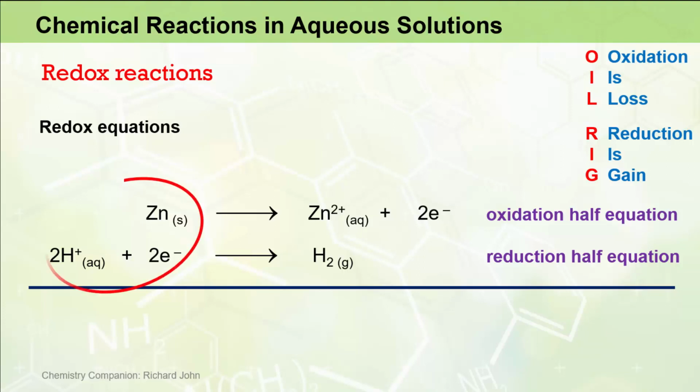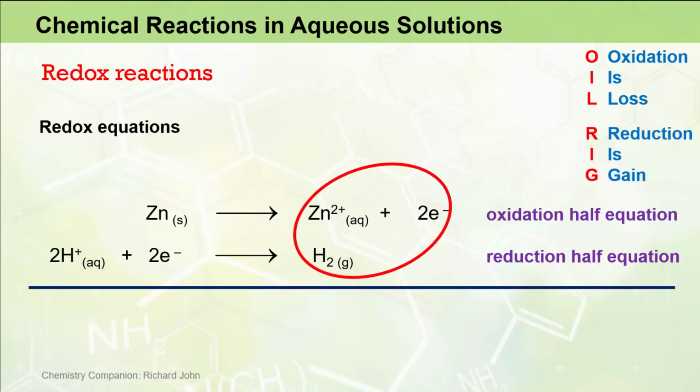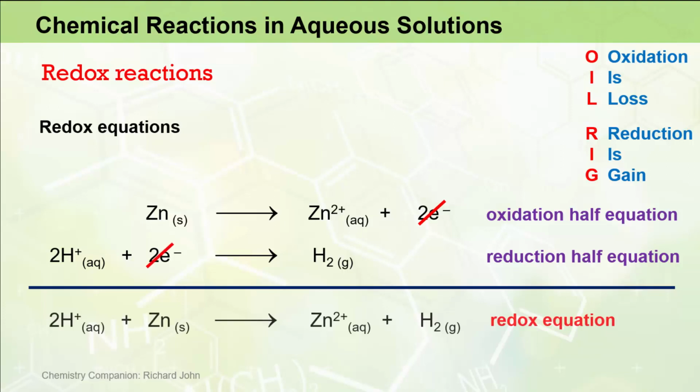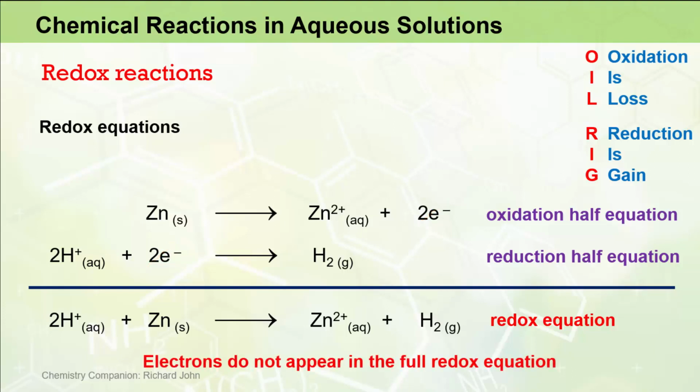If we were to add everything up on the left-hand side of the arrow in these two half equations and everything on the right-hand side of the arrow, we would see that these two electrons on the right-hand side would cancel with these two electrons on the left-hand side, leaving us with the full redox equation shown here. So redox equations are just an arithmetic sum of the respective oxidation and reduction half equations. And you will notice that because the electrons cancel out, we do not see electrons appearing in the full redox equation, and we never should.